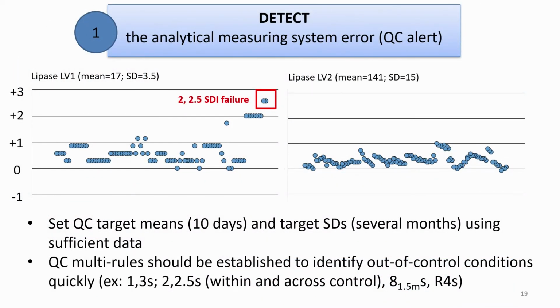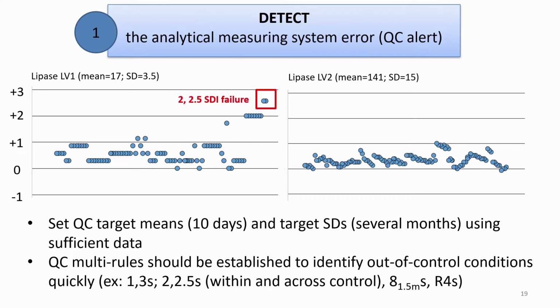Here's an example from our lab. This is step one, detecting the analytical measurement system error via a QC alert. Here you see lipase results. These are Levy-Jennings charts for level 1 and level 2 lipase QC. You can see that historically the assay was in control, meeting our acceptability criteria. And then the lab received a 2.5S failure, where 2 QC results exceeded 2.5 SDIs from the mean. So the lab receives the alert. This is just an example of our QC program in action.